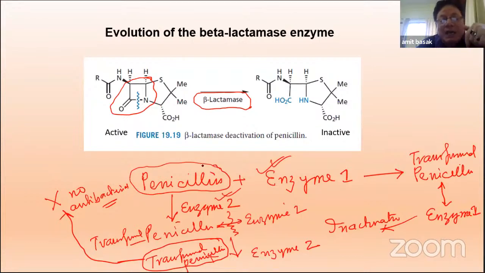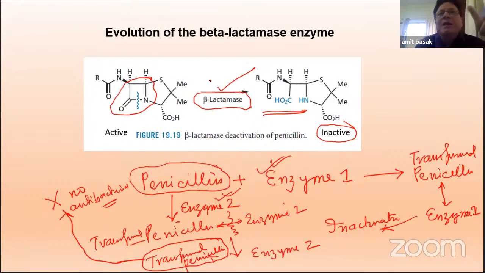And this second enzyme destroys the penicillin, the transformed penicillin I was talking about. So this bond is broken. If this bond is broken, then you get this compound. This does not have any activity. Okay, so that's why this is called a beta-lactamase enzyme, because it is breaking the beta-lactam. The first enzyme is what is called a transpeptidase, because that does a transpeptidation reaction. Okay, so this is the emergence. 1960s, that beta-lactamase started emerging.